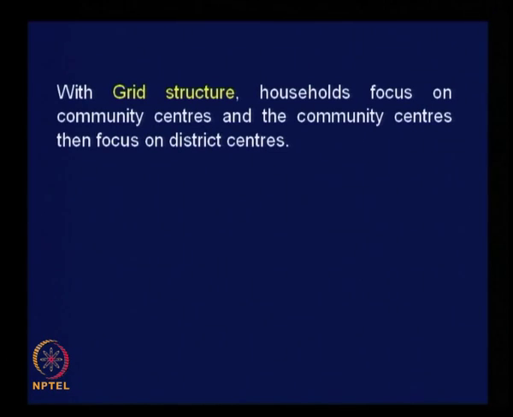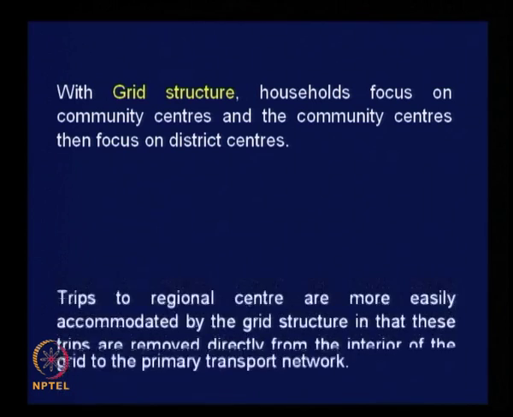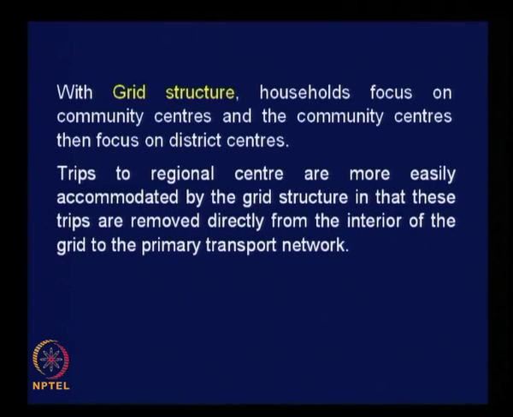With the grid type of structure, as you may recall, households focus on community centers and the community centers then focus on district centers. Then there is a bifurcation. Trips to regional centers are more easily accommodated by the grid structure, in that these trips are removed directly from the interior of the grid to the primary transport network. That is an advantage.